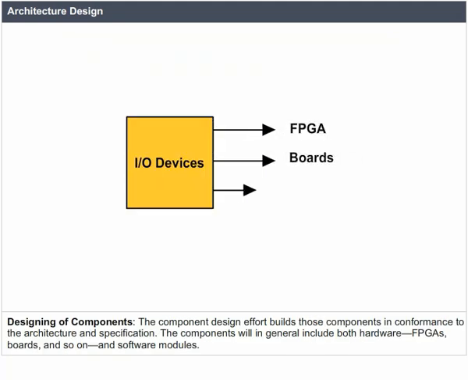Designing of components. The component design effort builds those components in conformance to the architecture and specification. The components will, in general, include both hardware, FPGAs, boards and so on, and software modules. Some of the components will be ready-made. In the moving map, the GPS receiver is a good example of a specialized component that will nonetheless be a pre-designed standard component. We can also make use of standard software modules. One good example is the topographic database.